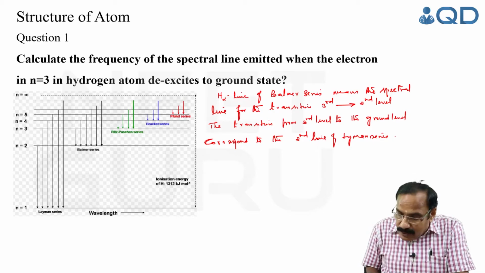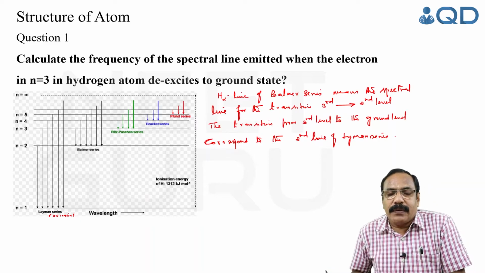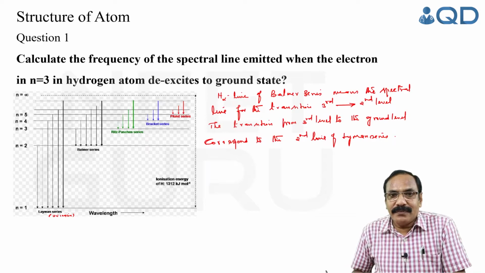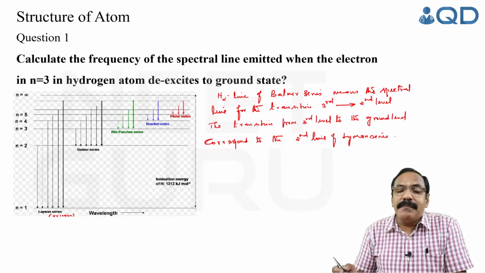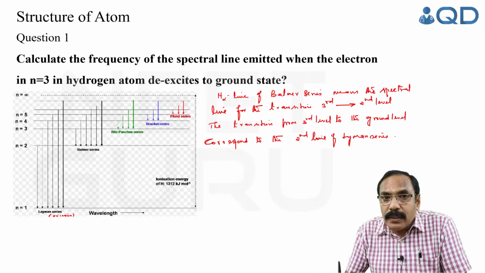This appears in the UV region. That's very important. All Lyman series lines appear in the UV region, ultraviolet. So we cannot see them with our naked eye. You need a spectrometer. Whereas Balmer lines can be easily visible. Okay. Now, you are asked to find out the frequency.